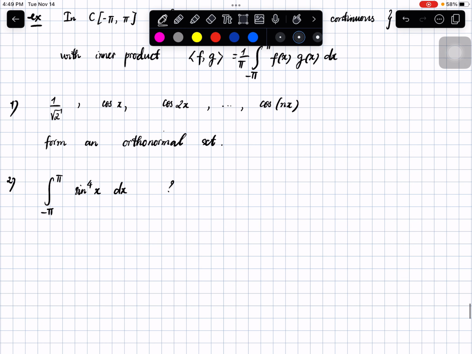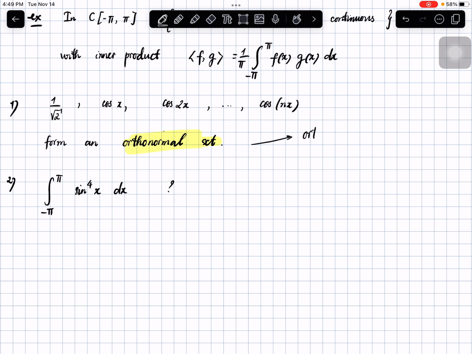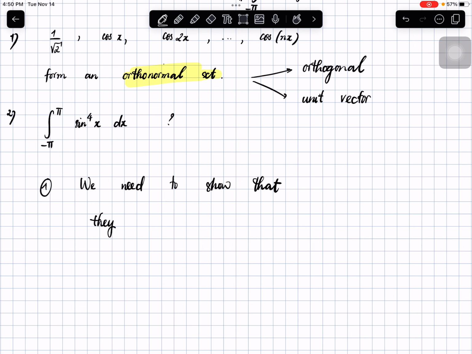So for the first one, we need to show this is an orthonormal set. This is an orthogonal set, and each vector is a unit vector. So they are pairwise orthogonal. That's the first step, and then we compute the norm to show the second one, that each function is a unit vector.